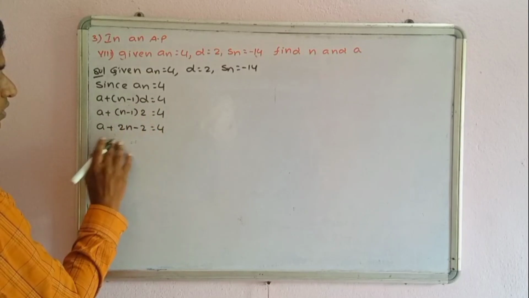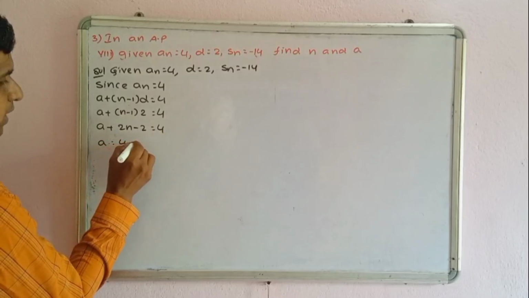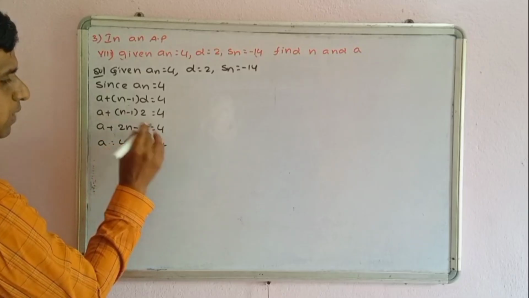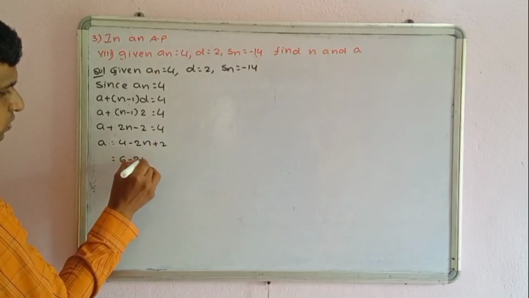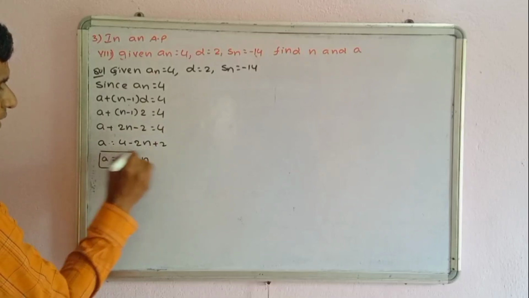So transfer these two terms to the right side. So 4 minus 2n plus 2. Minus 2 transpose right side plus 2. So 4 plus 2 is 6 minus 2n. a equal to 6 minus 2n.